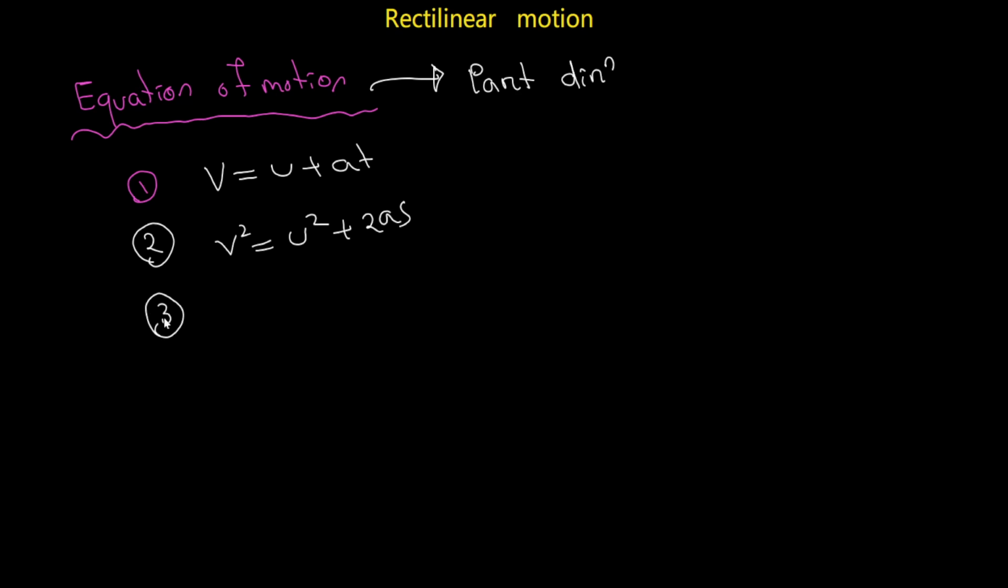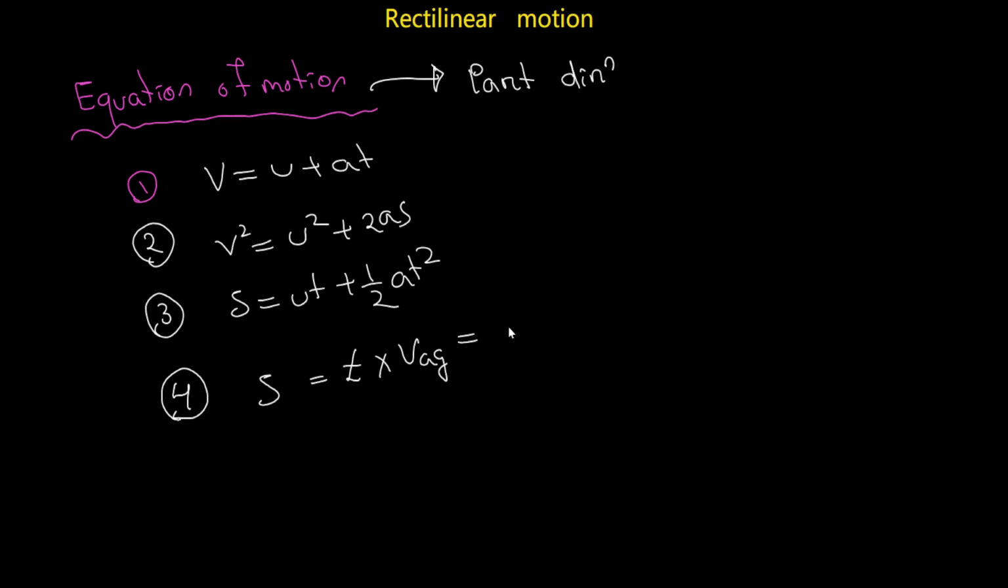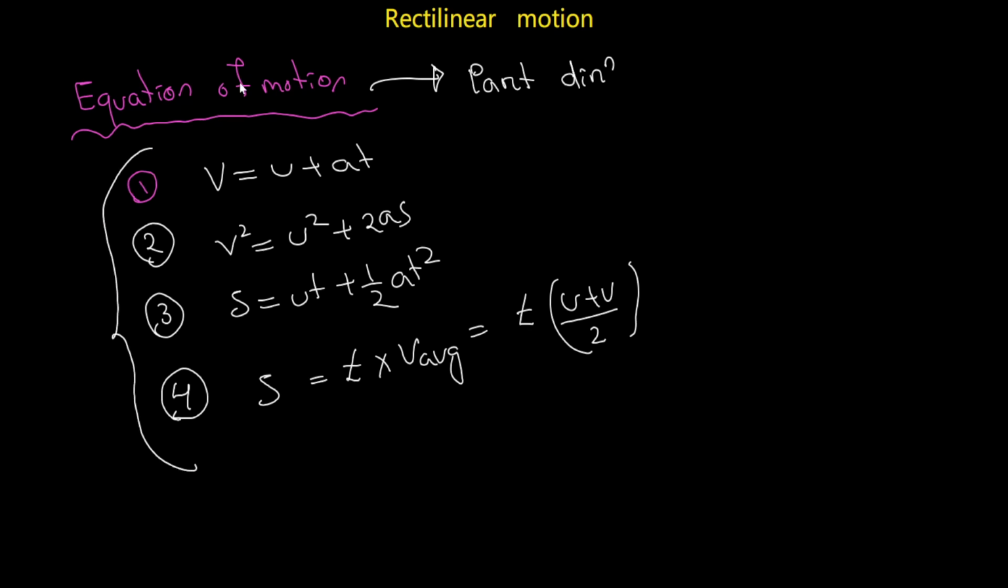The third one is the displacement: s is equal to ut plus half at square. If you want to write the fourth one, it will be s, the distance, by time, you know, the average velocity, so I can write s is equal to time into v average. This average velocity is nothing but initial plus final divided by 2, that is, u plus v divided by 2. These are the four equations you can apply in a particular direction.